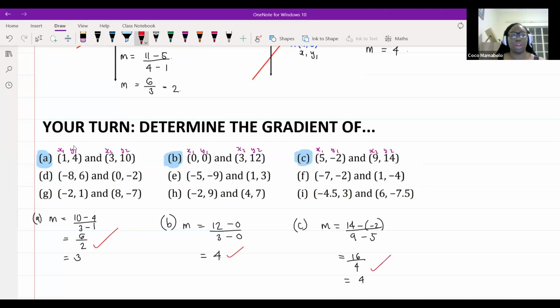All right, how did we do? How much did we get out of 3? The gradient is equal to y2 minus y1 over x2 minus x1. All right, nice. I knew we would all get it.